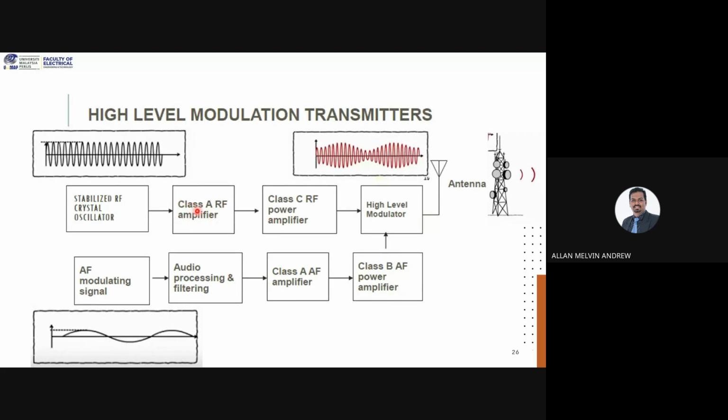So class A amplification. We have seen yesterday what is class A, class B, class C. Okay, so class A is less efficient, class C is more efficient. So it will be amplified by the less efficient first, then power amplified by the more efficient one, before it passes through a modulator. So down here is your message signal. So the audio is processed and amplified. It involves more amplification.